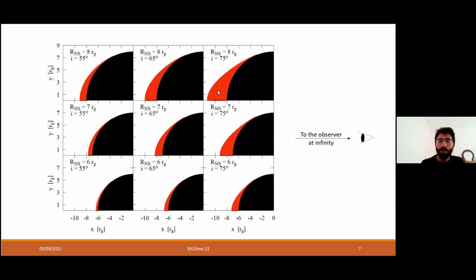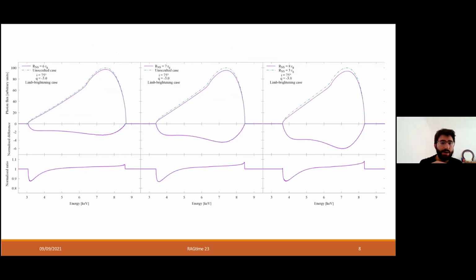Now, when you know how to build these shapes, you can also define what will be the change in the iron profile that is produced by this area. And we developed a code that does that in Schwarzschild. It's very fast because it's basically all analytic, because we use an analytical approximation for the photon trajectories. And what you obtain is that you can study the profile and the differences between the occulted and unocculted case.